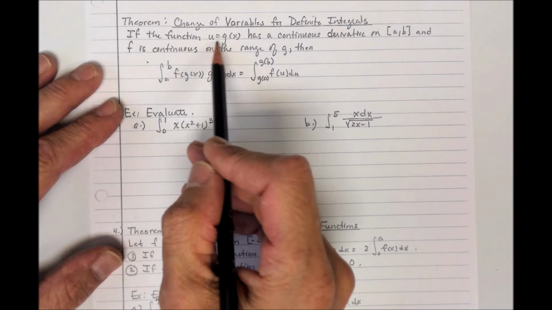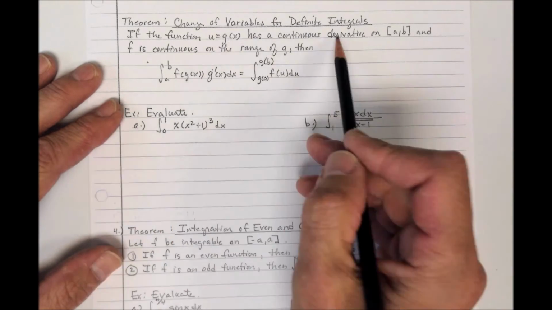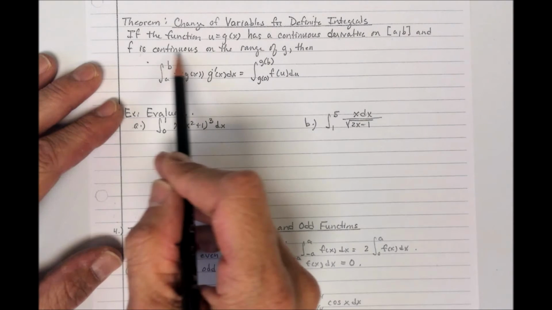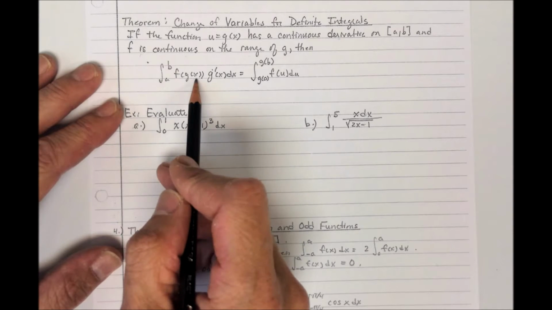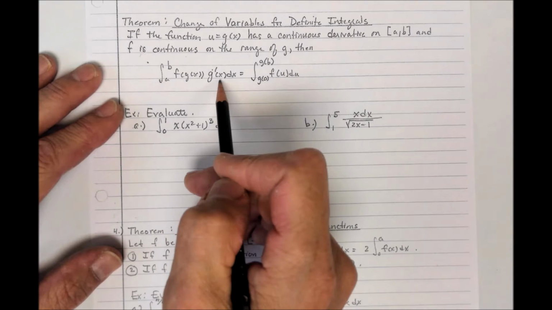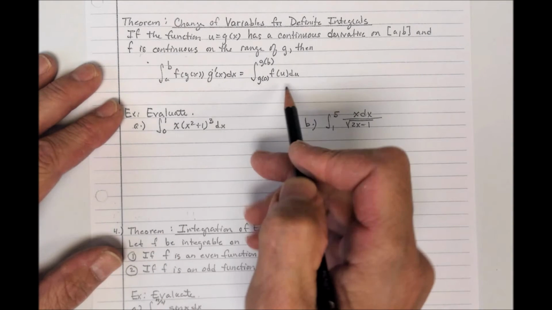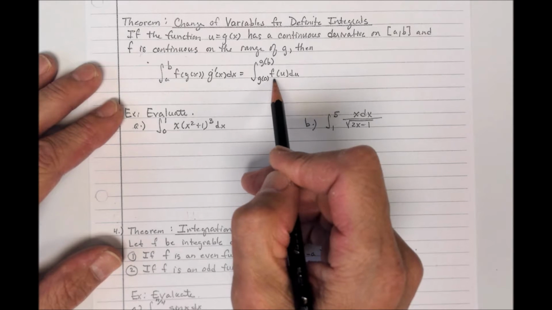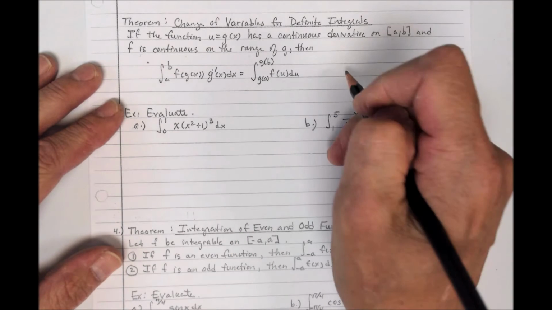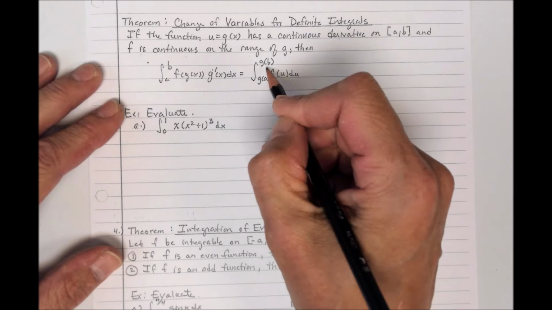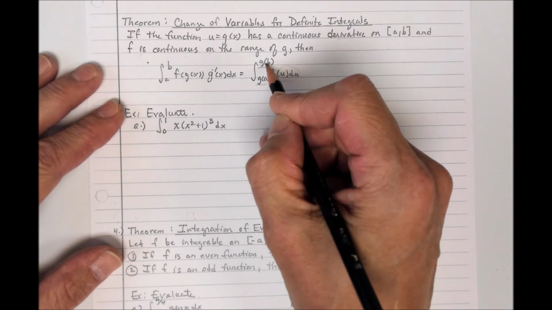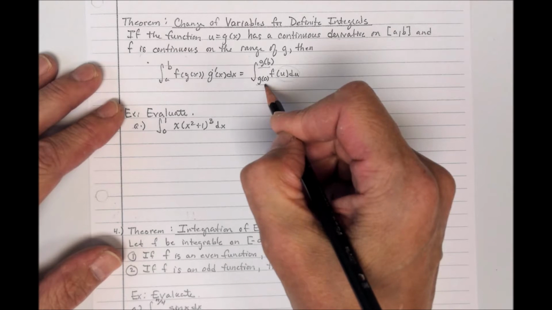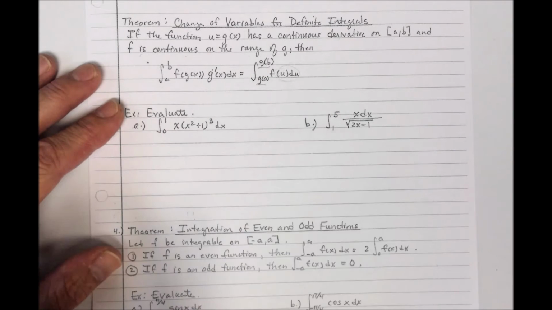If a function u equals g of x has a continuous derivative on [a, b], and if f is continuous on the range of g, then the integral from a to b of f of g of x times g prime of x dx is equal to, now notice here, I'm making the substitution here that u is my g of x, and then I plug in here, if I change this into u, this has to be in terms of u. Because remember, u is the g of x. So I'll show you how that works.